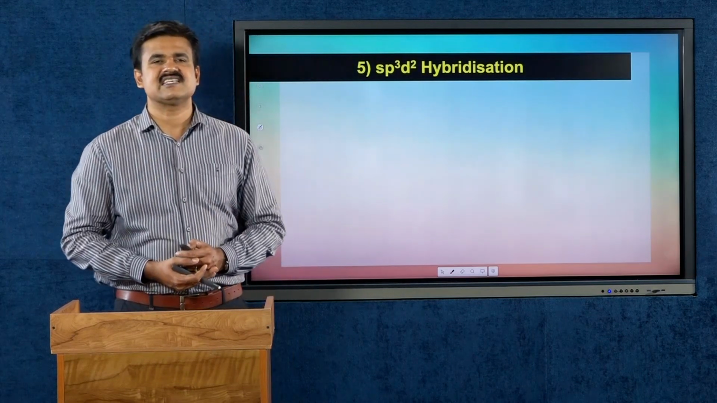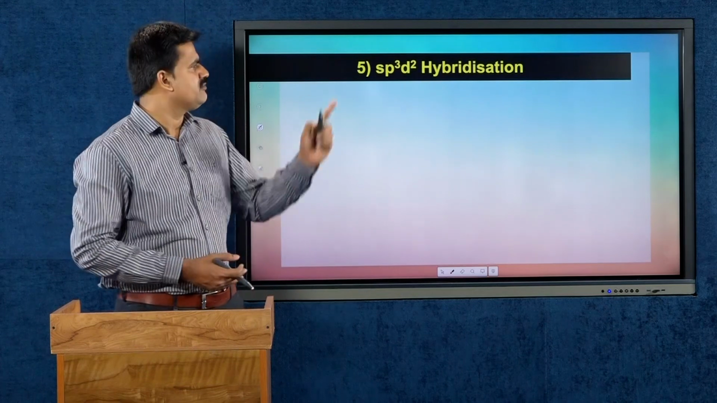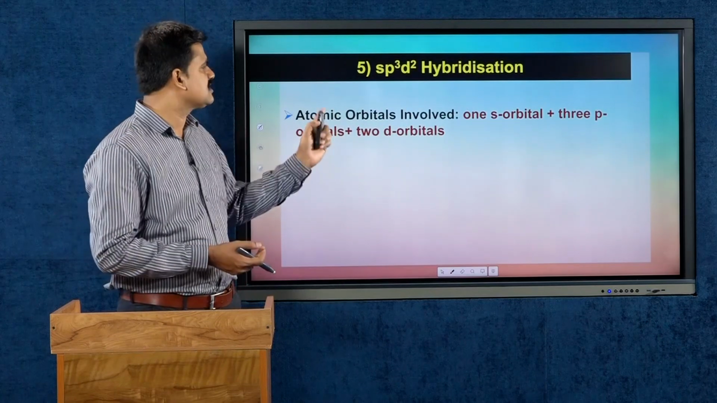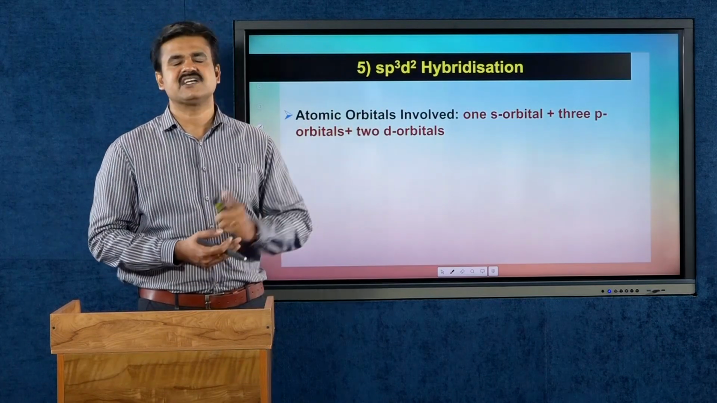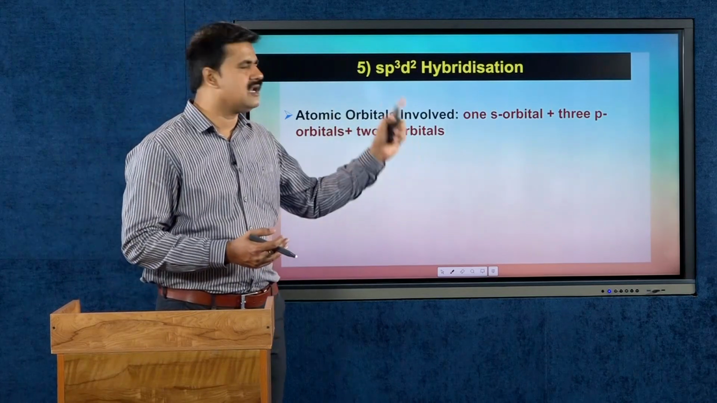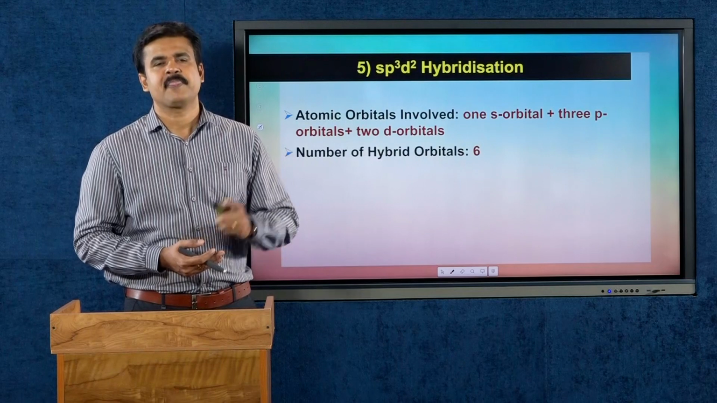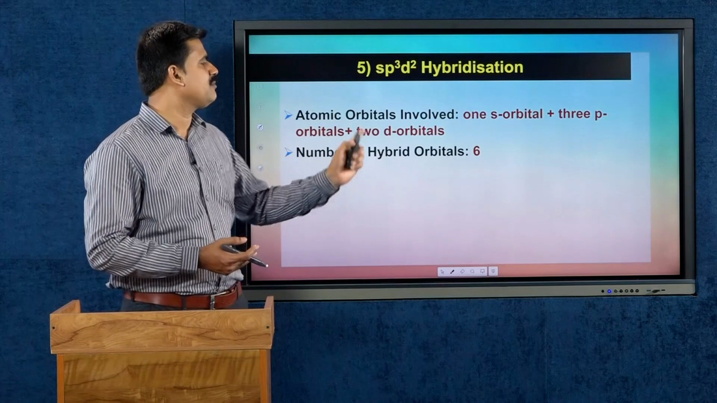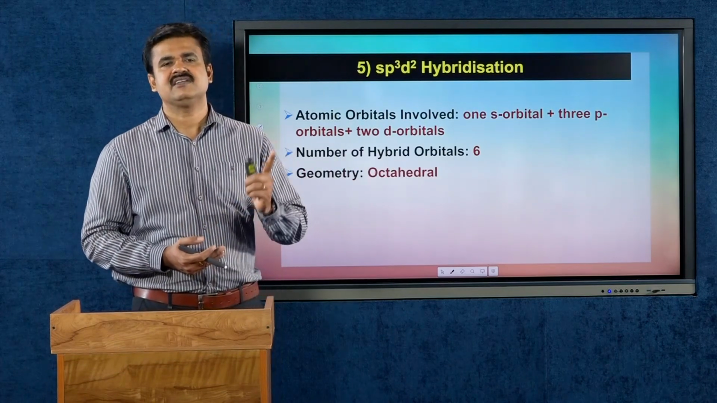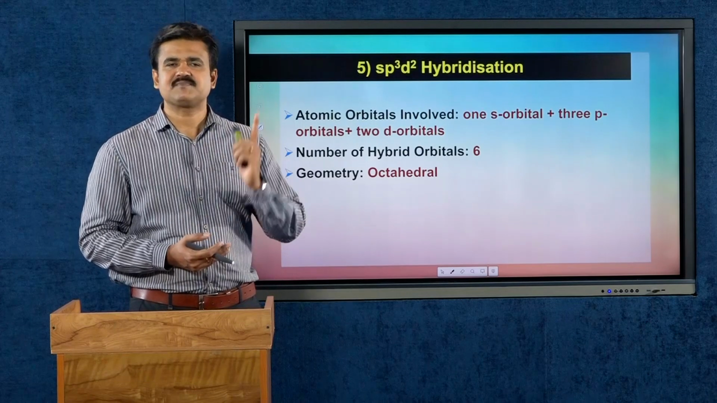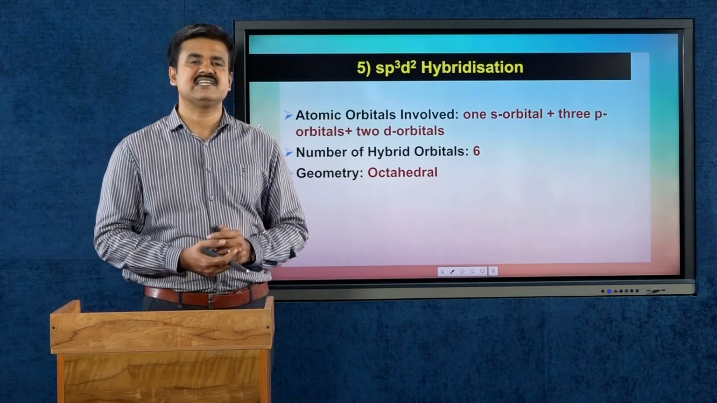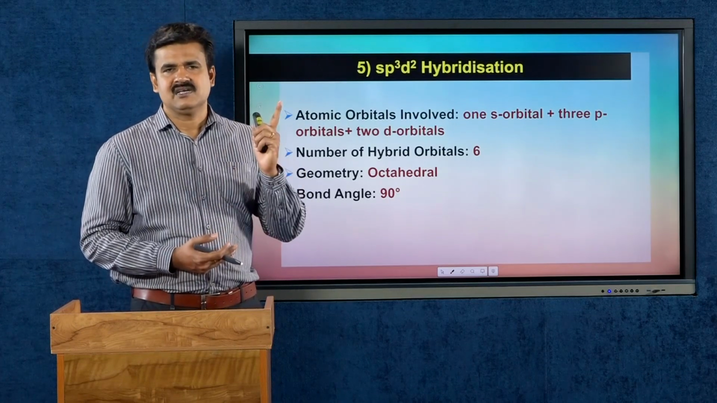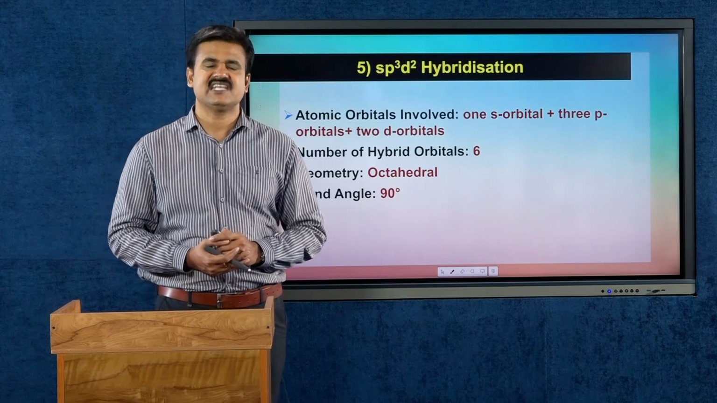Now we are discussing sp3d2 hybridization. From this notation, it is very clear that there are 6 orbitals that take part in hybridization. So the atomic orbitals involved in sp3d2 hybridization are 1 s orbital, 3 p orbitals and 2 d orbitals. As a result, 6 sp3d2 hybrid orbitals are obtained. So the number of hybrid orbitals produced is equal to 6, and sp3d2 hybridization implies an octahedral geometry. The octahedron has a bond angle of 90 degree. So the bond angle in sp3d2 hybridization is 90 degree.